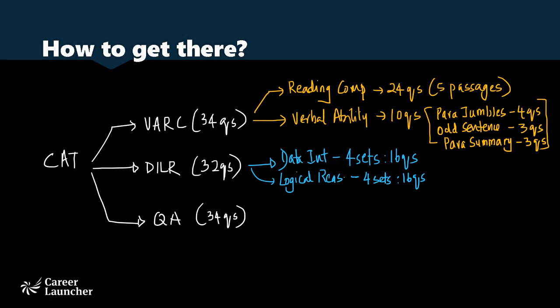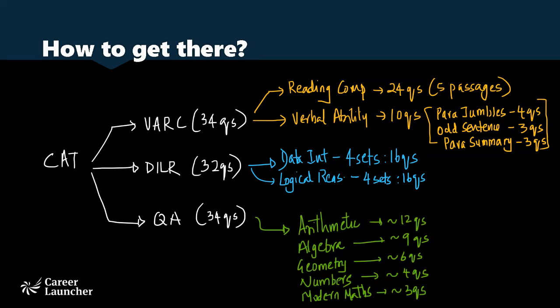What about quantitative aptitude? These are arithmetic, algebra, geometry, numbers, and modern maths. And the number of questions within each of these sections is not fixed. But if you look at the last 4 to 5 years, it has largely been dominated by arithmetic and algebra. About 12 questions from arithmetic, about 9 from algebra, about 6 from geometry, about 4 from numbers, and 3 from modern maths. Modern maths would include topics like permutations, combinations, and probability, and so on and so forth.